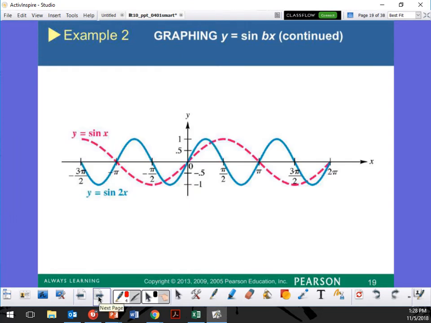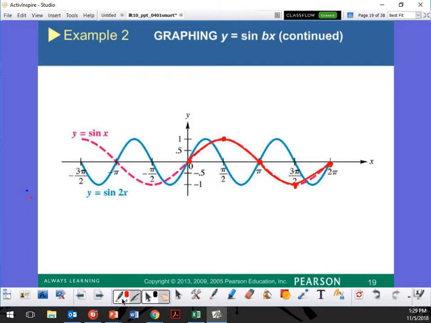So this right here is the normal sine x. The one in red is going to be sine x. So right here, at pi over 2 we have 1, at pi we have 0, and at 3 pi over 2 we have negative 1, and back to here.